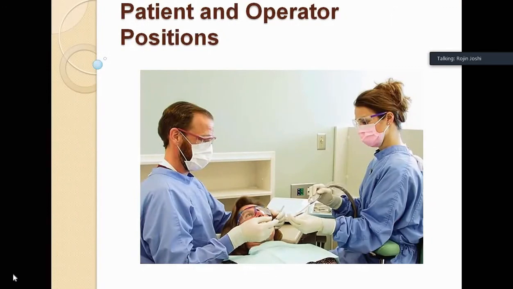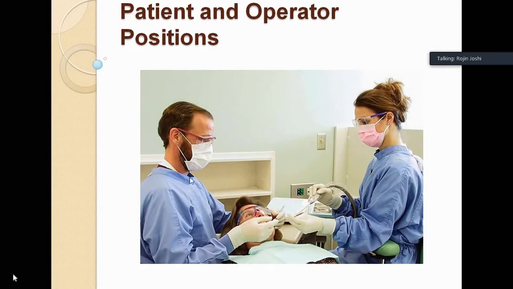So when we start our preclinical exercises on our phantom head, we have to imagine the phantom head as our patient. We have to consider the phantom head is our patient, and then we have to work accordingly. Okay, so we have to set a rule. We have to sit according to the chair position of the patient. Okay, and our chair position should also be correct.